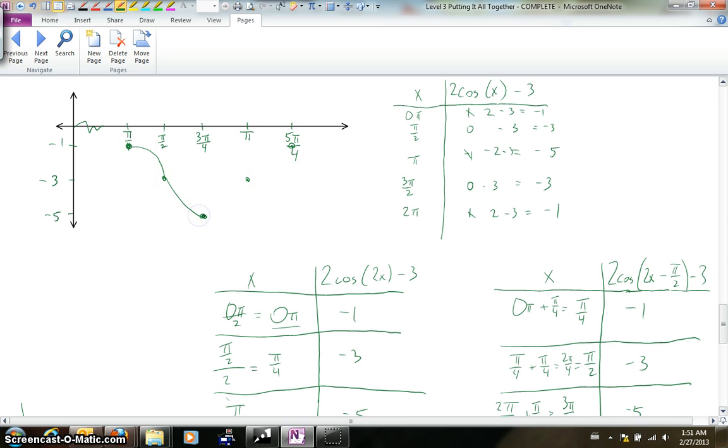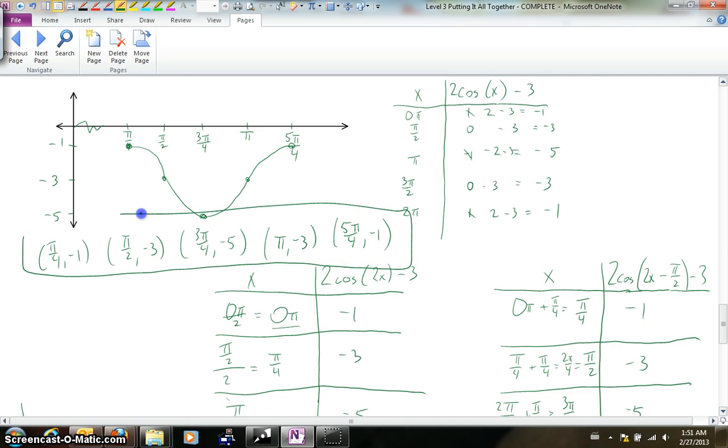So we had our cosine graph looking like this, and here's our 5 points. Pi over 4, negative 1, pi over 2, negative 3, 3 pi over 4, negative 5. Move those over a little bit. Pi, negative 3, and 5 pi over 4, negative 1. Alright, so that's putting it all together. Now we can graph a function that has every single change you can imagine.